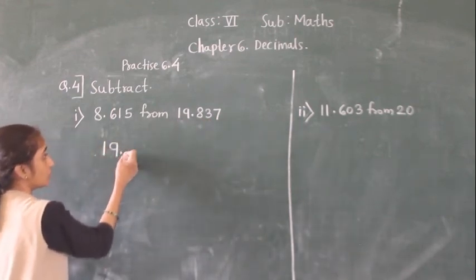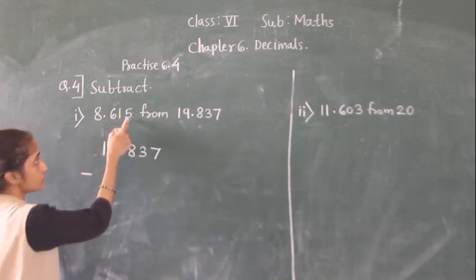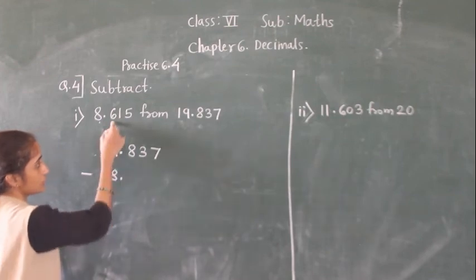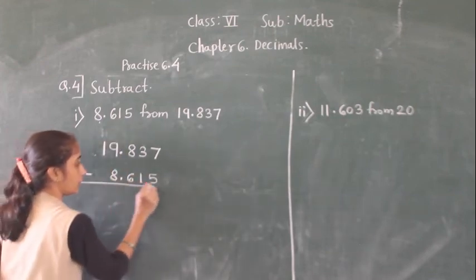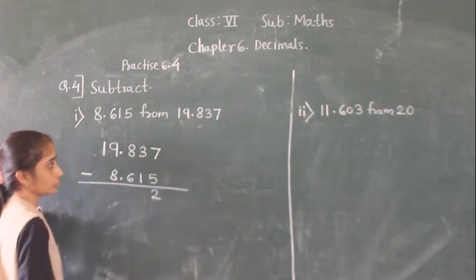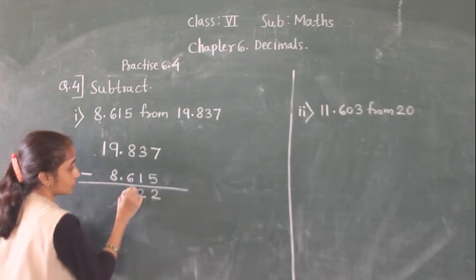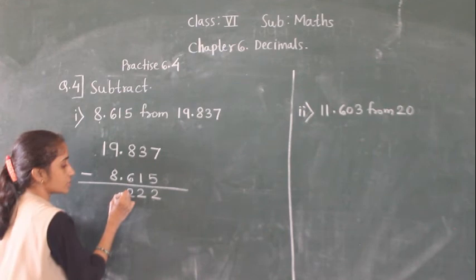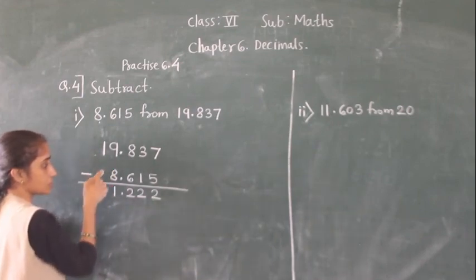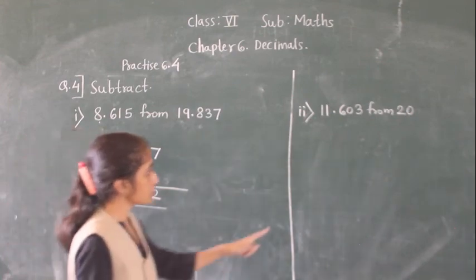So this number we have to write first. So I arrange the numbers in column. 19.837. Okay. Minus 8.615. Now where will it come? It will come here. It is at 1's place, right here. Point will come down to point. 0.615. Okay. Arrange the numbers in the column and then subtract. So 11.222 is the answer.